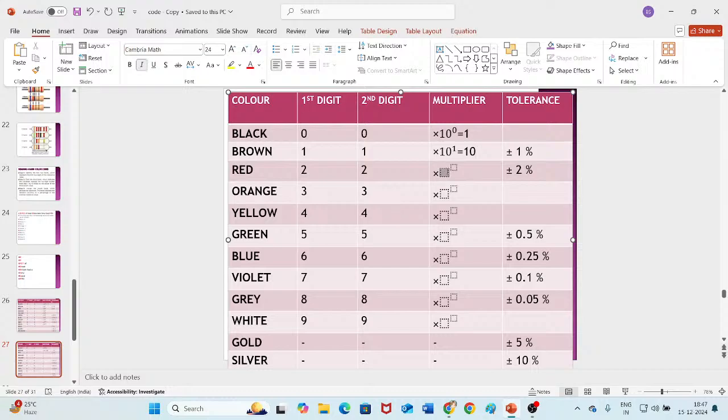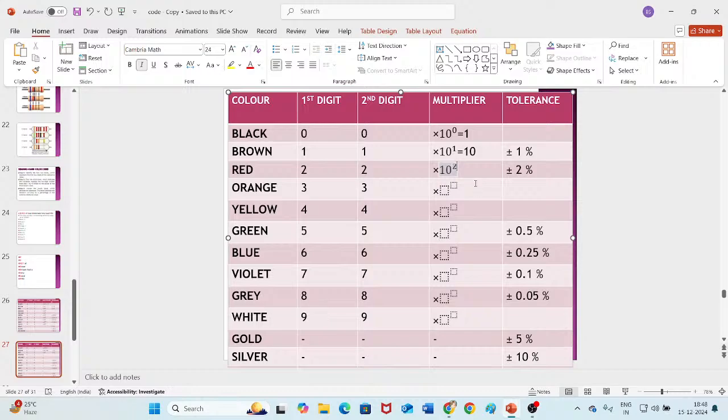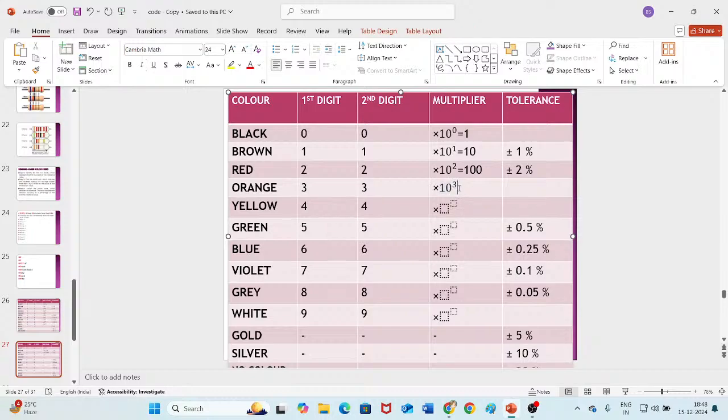Similarly for red, 10 to the power of what? Digit 1, digit 2 value is 2. So 10 to the power of 2 for red. 10 to the power of 2 means 100. Similarly, anyone can write for other colors. In the chat box, you can mention other colors, like orange, and the multiplier value for each color. If you tell me, I will write it down quickly.